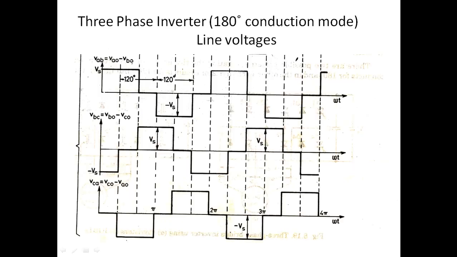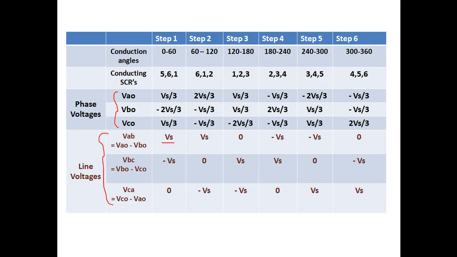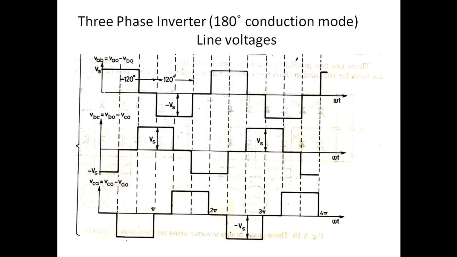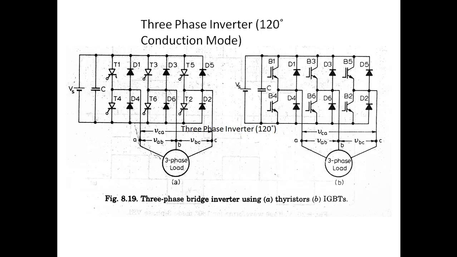So this is the phase voltage, and this is the line voltage, that is Va0 minus Vb0. So from the table we can mark, that is for the first 120 degrees it will be Vs, again 0, again for 120 degree minus Vs, again 0. So here we can see for 120 degree it will be plus Vs. So this will be the magnitude of plus Vs, and for 60 degree it will be 0, and again another 120 degree it will be minus Vs. Similarly for all the phases we can draw. So this is the 180 degree mode.